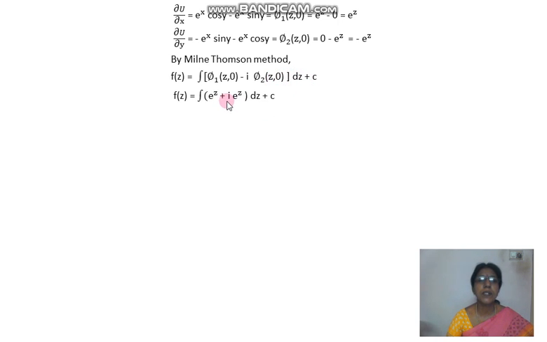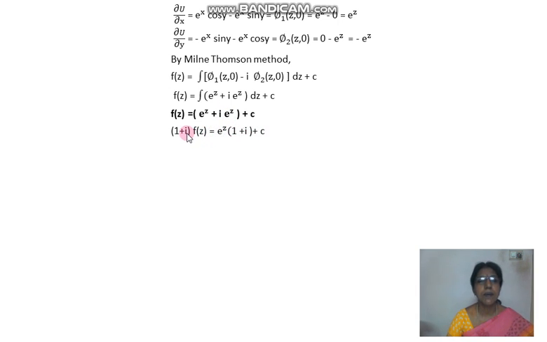Now we can substitute this. Phi 1 is e power z, minus i into minus e power z, which means plus i e power z, dz. Then on integration, f of capital Z is equal to e power z plus i e power z, because the integration of e power z is e power z, and again e power z integration is e power z. Now taking e power z common, you get (1 plus i) plus c. What is f of capital Z? By equation 2, (1 plus i) into f of z is equal to RHS, e power z into (1 plus i) plus c.